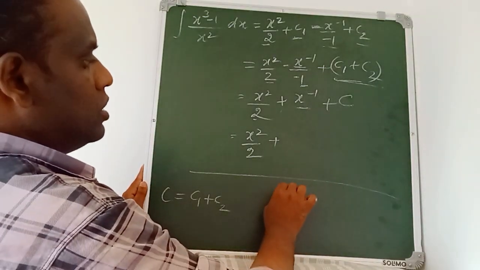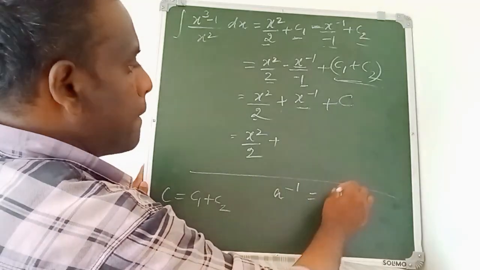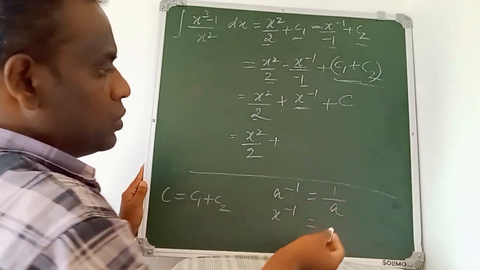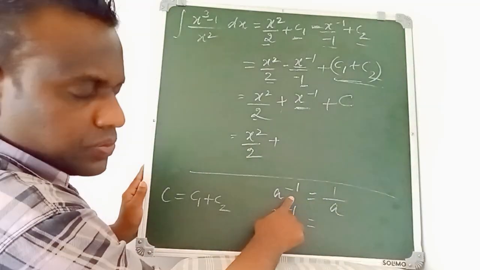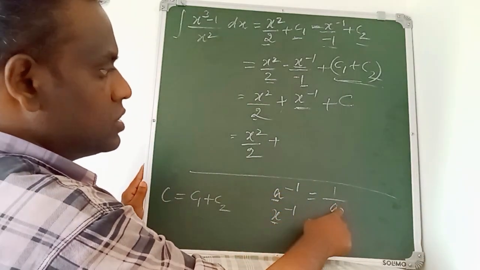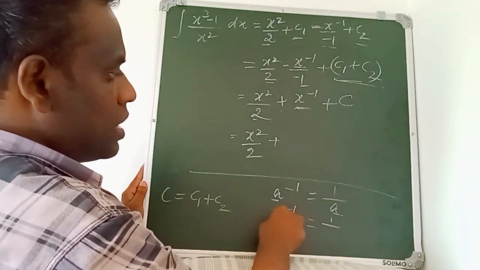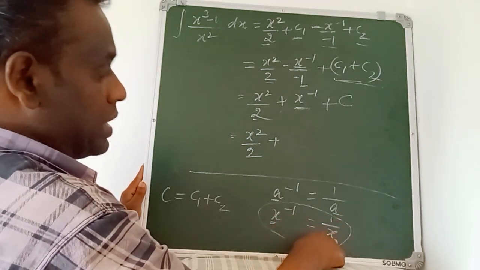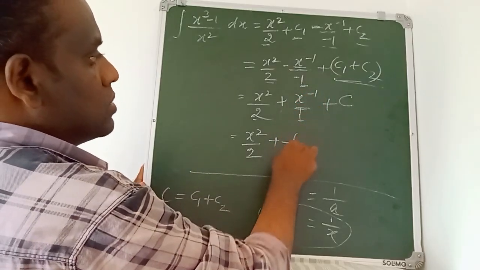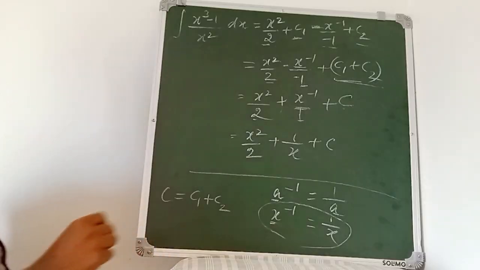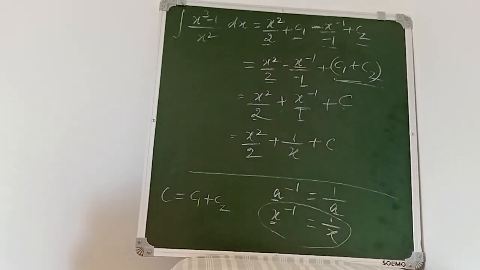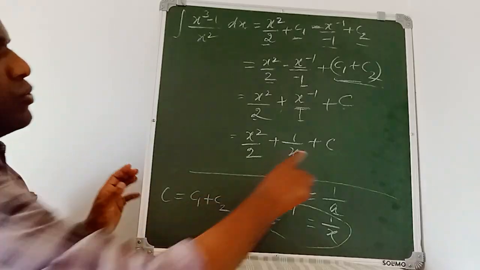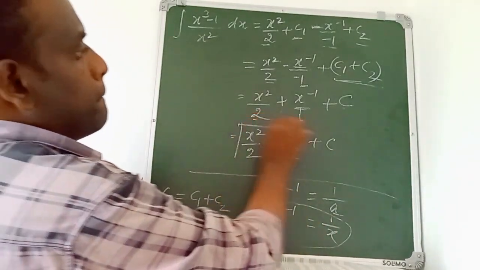Use the general format. See, a to the power of minus 1 is equal to 1 by a. Now take this, x to the power of minus 1. This is in the form of this. In place of a we have x. So according to this formula, x to the power of minus 1 is equal to 1 by x. So in place of this I am going to write 1 by x, plus c. So we got x square by 2 plus 1 by x plus c, where c is the integration constant. So this is the answer.